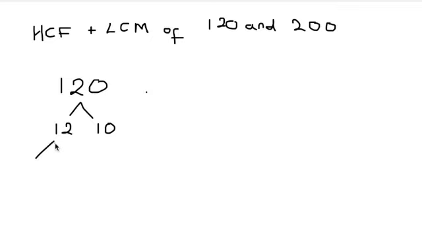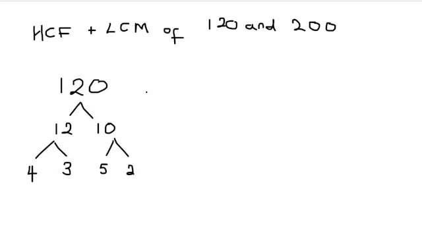And we then do the same with each of these. So we need two numbers that times together to make 12. So I'm going to go with 4 and 3. And two numbers that times together to make 10. And I'm going to say 5 and 2.